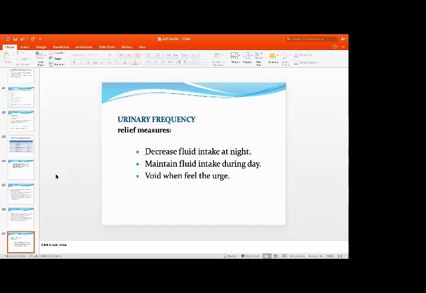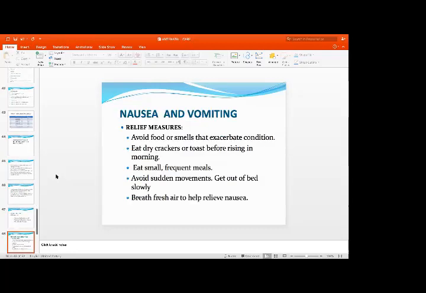There is increased urinary frequency. So what should she do? She should take less fluids at night, maintain fluid intake during the day, and void when she feels the urge. She should not hold urine for a longer time because it will lead to UTI, urinary tract infection. For nausea and vomiting, she should avoid food or smells that exacerbate her condition. So there are certain foods and smells that lead her to nausea and vomiting. So that should be avoided.